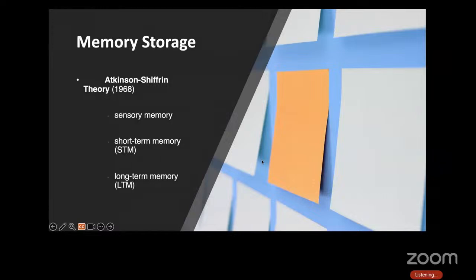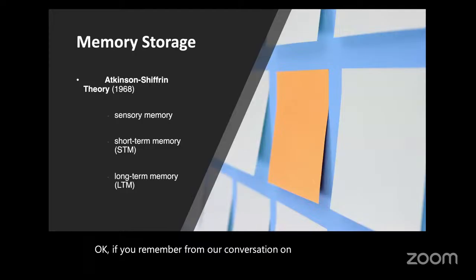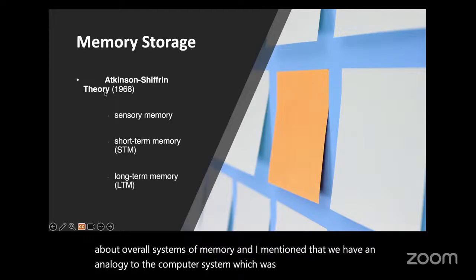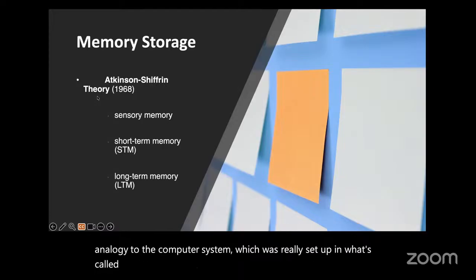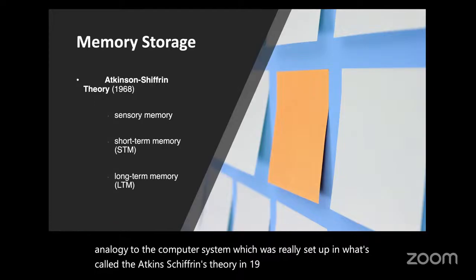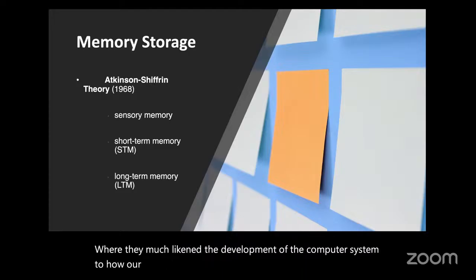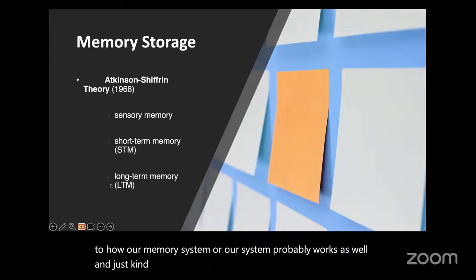Okay, if you remember from our conversation on Tuesday, we talked about overall systems of memory, and I mentioned that we have an analogy to the computer system, which was really set up in what's called the Atkinson-Shiffrin theory in 1968, where they likened the development of the computer system to how our memory system probably works as well. And just to review some of these systems.